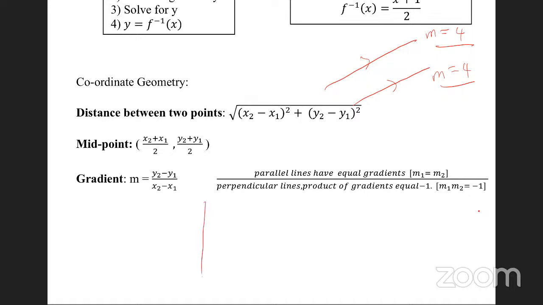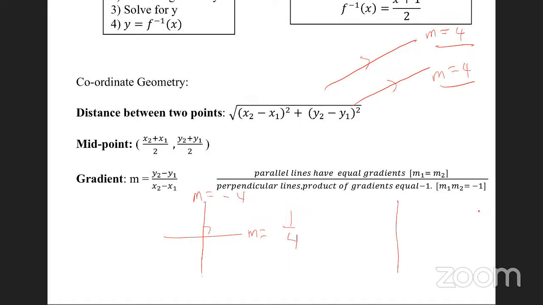Suppose I give you two perpendicular lines, and the gradient here is 1/4. What would be the gradient of the next line? -4. How did you get that? Negative reciprocal: flip the value over and change the sign. So 1/4 becomes 4/1 with the sign changed. For perpendicular lines, when you multiply the gradients, the product is -1. For parallel lines, the gradients are equal.